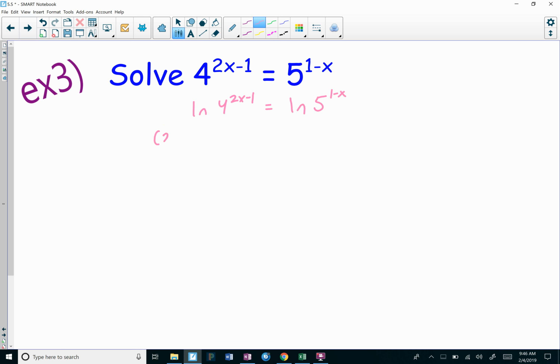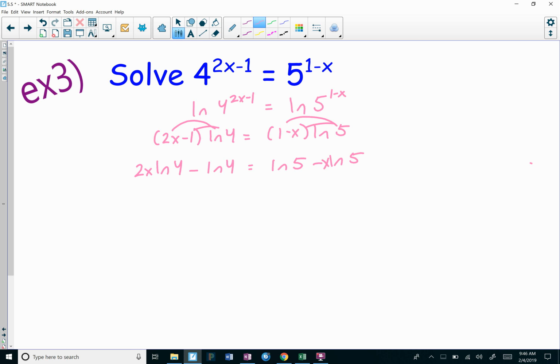Power down, make sure you have parentheses there, because it's multiplication when you power down. Next step says to distribute. 2x times natural log of 4 is 2x natural log of 4. 1 times natural log of 4 is just natural log of 4. 1 times natural log of 5 is natural log of 5. X times natural log of 5 is just x natural log of 5. Oops, and I forgot my x.